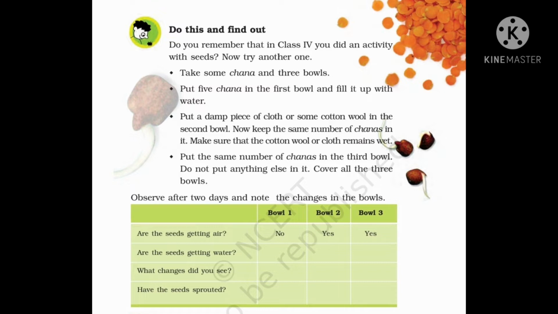First, let us take a recap of what we have learned till now. We have learned about sprouting, seeds, and an experiment with chana. So, today we are going forward. Let's follow your text and see what we find. There is a small part given in your book saying, do this and find out.